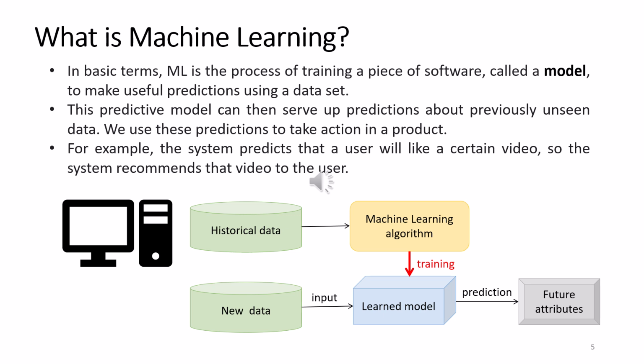And the last step is predictions. Finally, the trained model is used to make predictions or decisions on new data. This process involves applying the learned patterns to new input to generate the output, such as class labels in classification tasks or numerical values in regression tasks. That's all about this machine learning process.